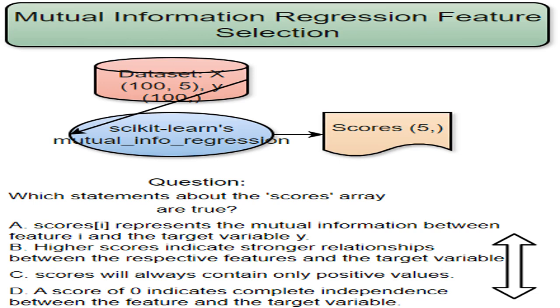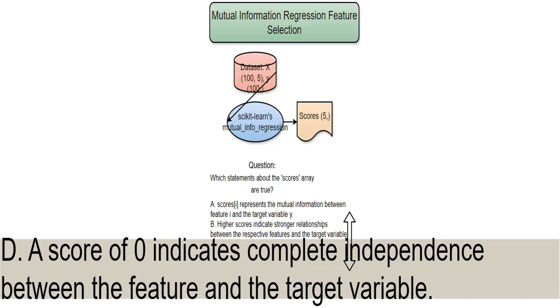This statement is false. While mutual information is usually positive or 0, computers have limits in precision. We might see values super close to 0, but not exactly 0. So this isn't always true. A score of 0 is accurate. It means there's no relationship at all between that feature and what I want to predict.